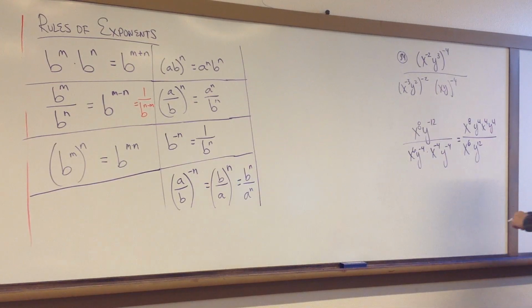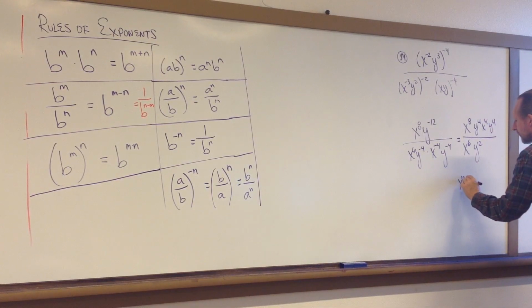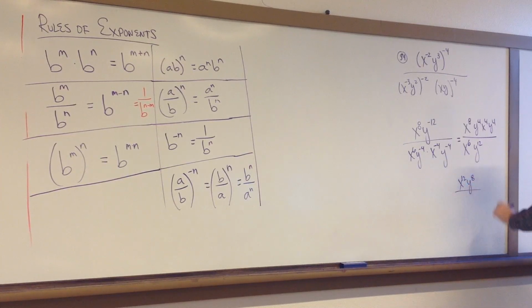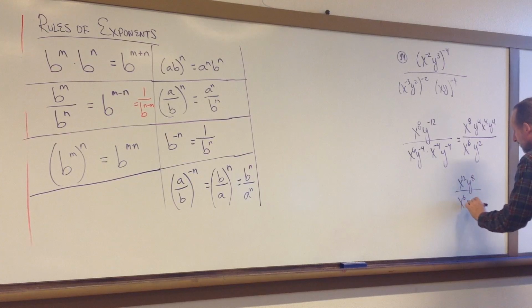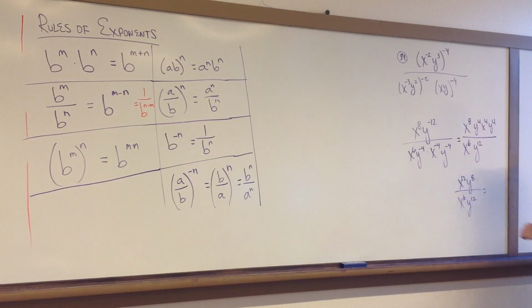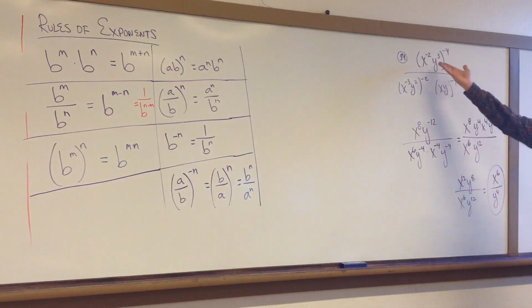All right, so now what? What do we have here? X to the 12th on top, y to the 8th, and on the bottom, x to the 6th, y to the 12th. So we get x to the 6th on top, y to the 4th on the bottom, and it is kind of a lot of work, but isn't this a lot simpler than what we started with?